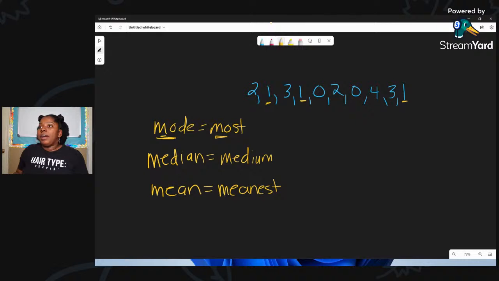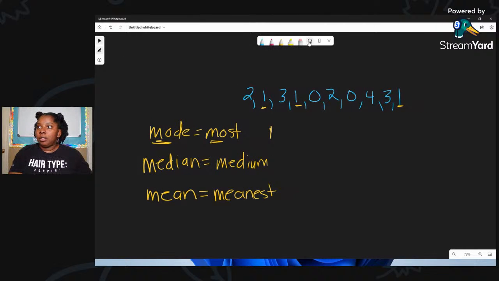All right. So the mode is going to be 1. Your mode is 1. 1 is the number that shows up the most. Sorry, I'm trying to move this over. Nope, that's not working. All right, let me just move the whole screen over for you guys.